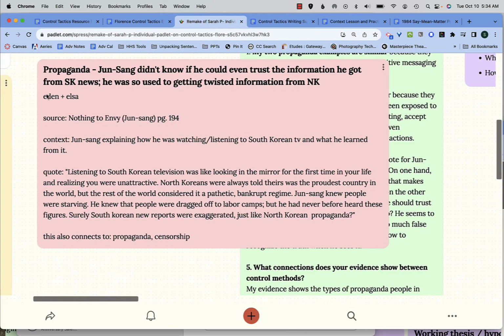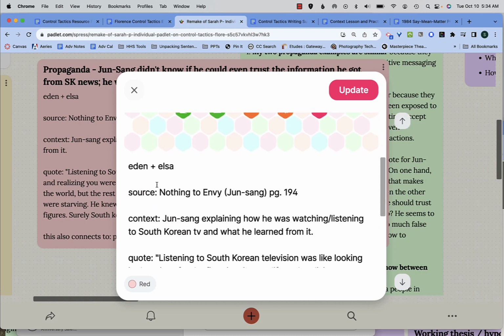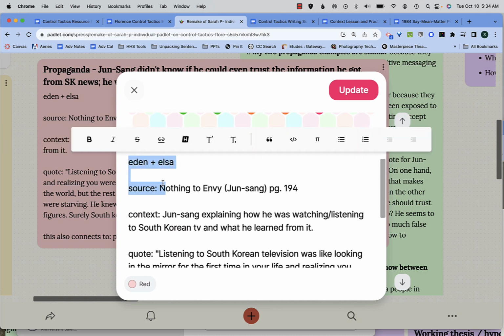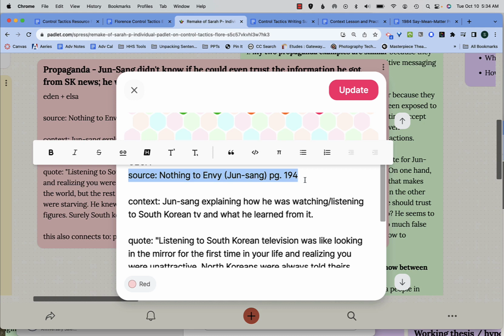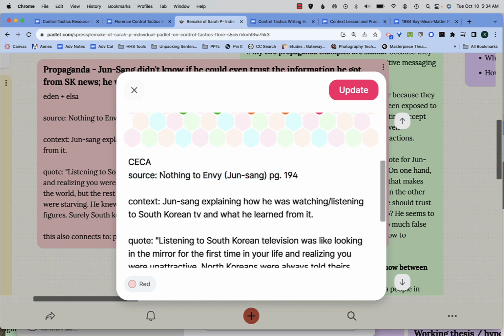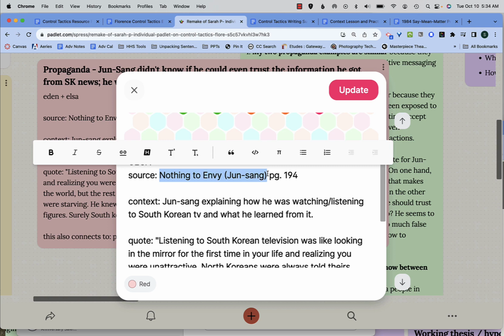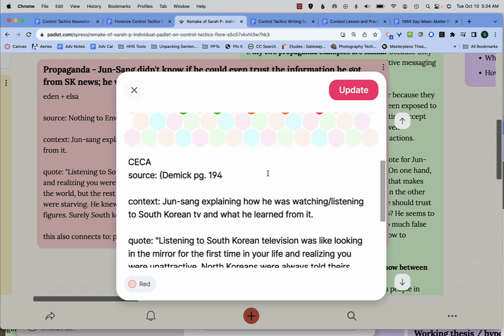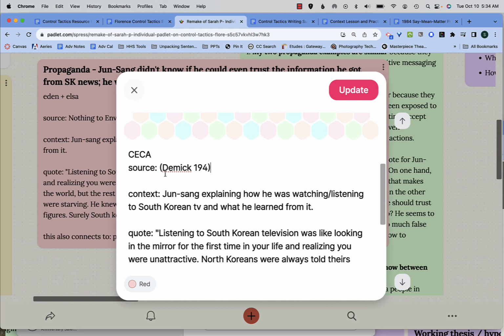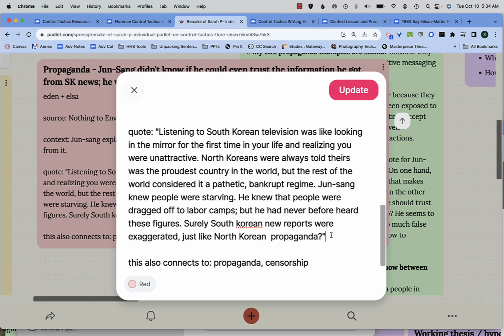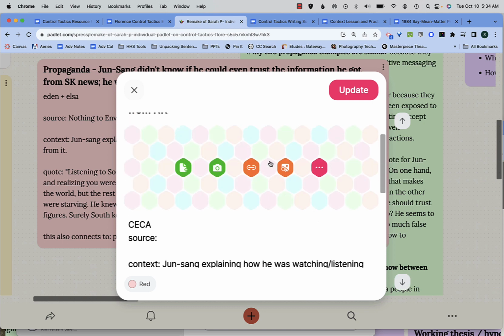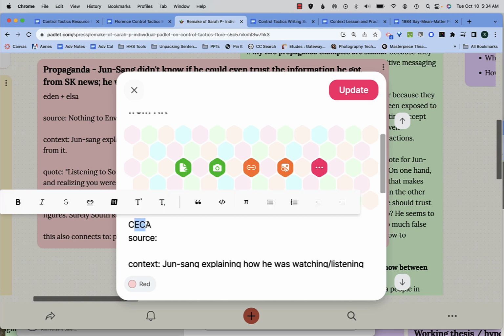So first, let's clean this up. I'm going to edit this. This is no longer Eden and Elsa's. This is now mine. Okay, I'm going to write myself a reminder that I need to do a CECA. And so the source is my citation. I can go ahead and format that now. Nothing to Envy is by Barbara Demick. And then my citation should just look like Demick 194. Okay, and I'm going to move that source down to the end of my quote right now. Down here.